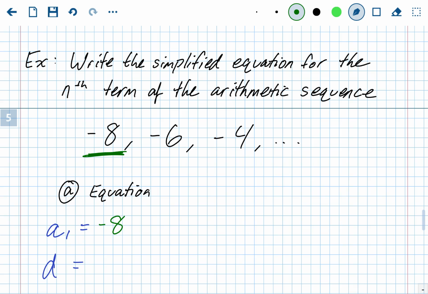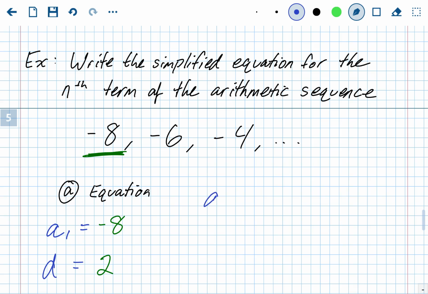The common difference is also kind of given to us. You have to figure it out, but it's easy. How do we go from -8 to -6? How do we go from -6 to -4? We're adding 2 each time. So we got our first term, and we have our common difference, and now all we have to do is plug it into the formula.